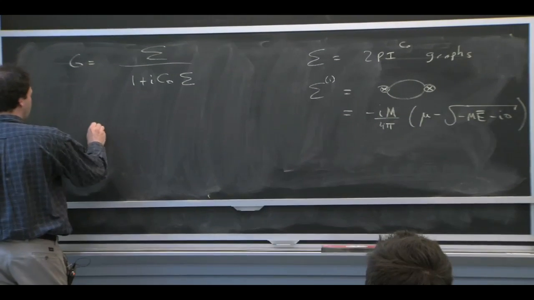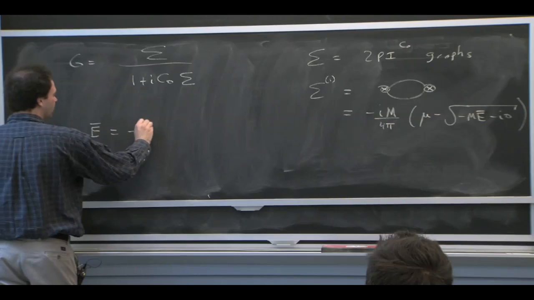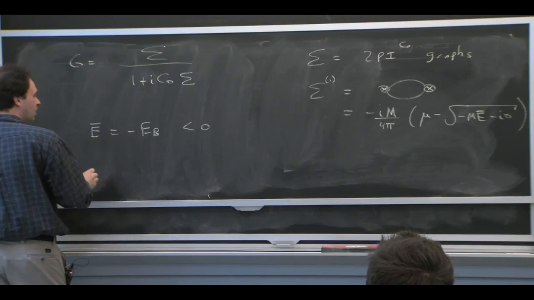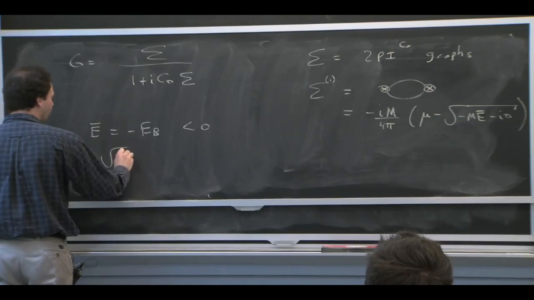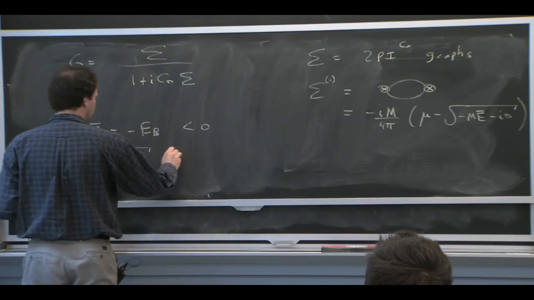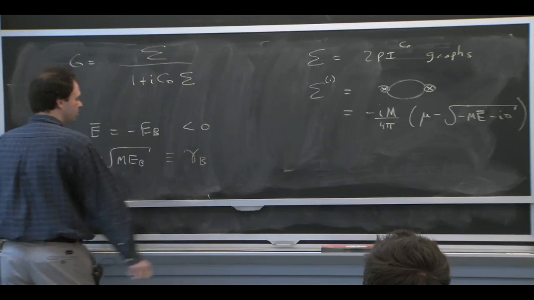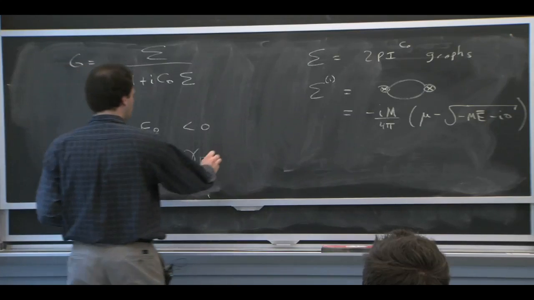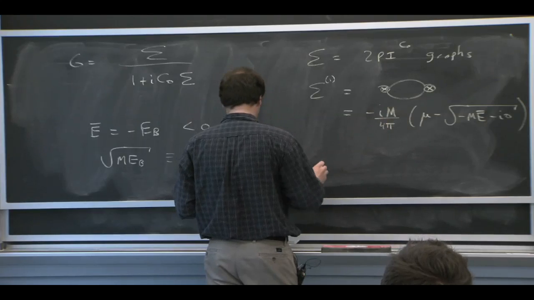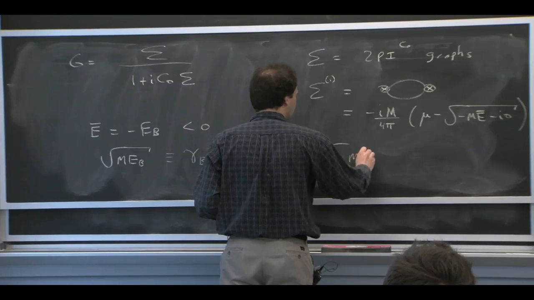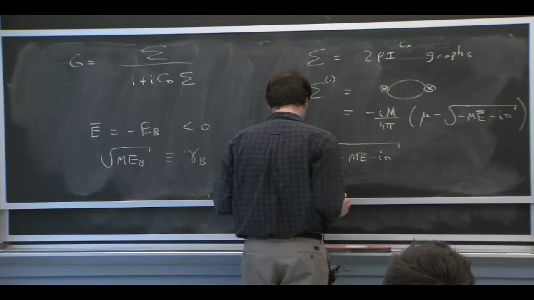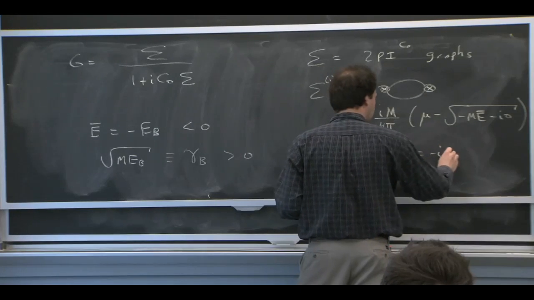So you could think of making a positive energy by taking E bar to be minus E bound, which is less than 0. And then the square root would be the square root of M E_B. It's convenient to define that to be something, so I'll call it gamma B. That's some quantity greater than 0. And with this little notation, this square root of minus M E bar minus i0 is equal to minus i P.